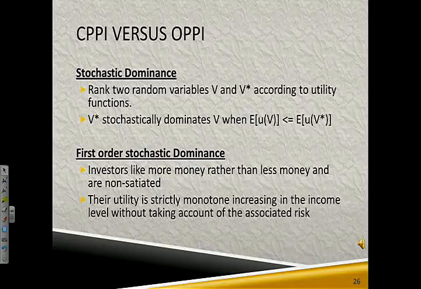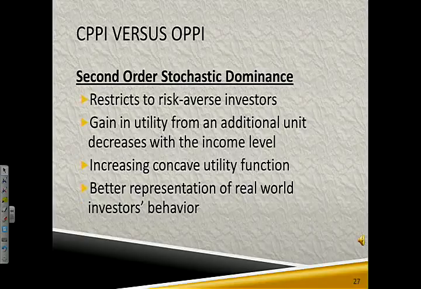Now let's also look at the first order stochastic dominance. Investors like more money rather than less money and are non-satiated. Their utility is strictly monotone and increasing in the income level, without taking into account the associated risk. Let's look at the second order stochastic dominance, which restricts the model to only risk-averse investors. Now the gain in utility from an additional unit decreases with the income level. This also has an increasing concave utility function, and it's a better representation of real-world investment behavior.